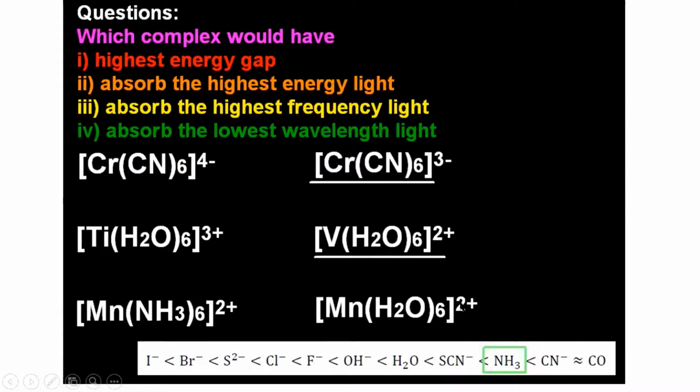So everything here is pretty much the same except for the ligands that are attached to your metal. So you will pick the one that has the higher energy, which is in this case NH3. Ammonia has higher energy than the water. So this is the one that will be able to split your d orbitals more or absorb a higher energy color and light. So that is how you answer this particular kind of question.